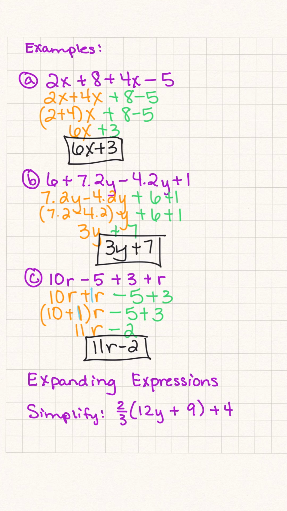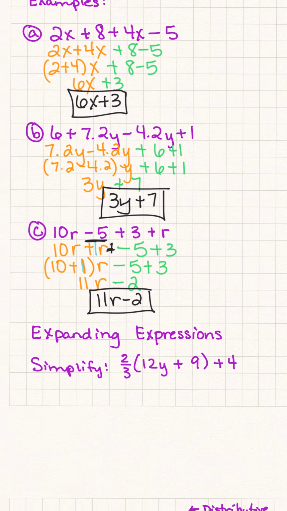Notice that when it says subtract 5, that's kind of like saying plus negative 5, because the subtraction goes with that term. So it was negative 5 plus 3, which equaled 11r minus 2.